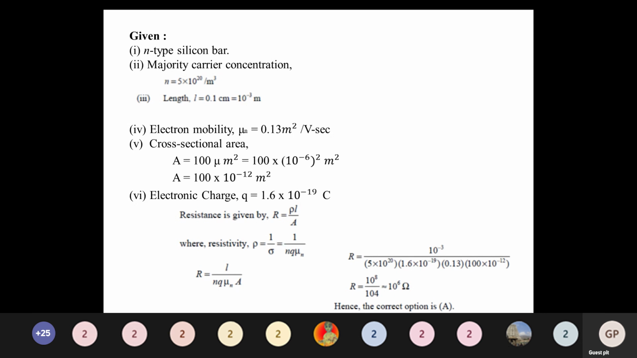So the resistivity formula we have to know thoroughly. The resistance formula, conductivity formula, and the mobility formula. Mobility with the electric field relation, and the corresponding relations, all these we should know. So this is one of the important classes.